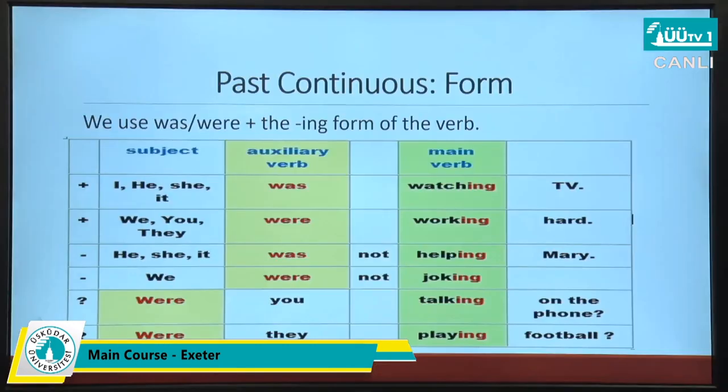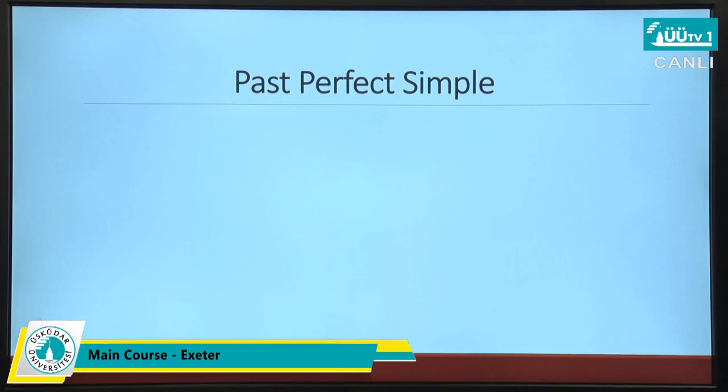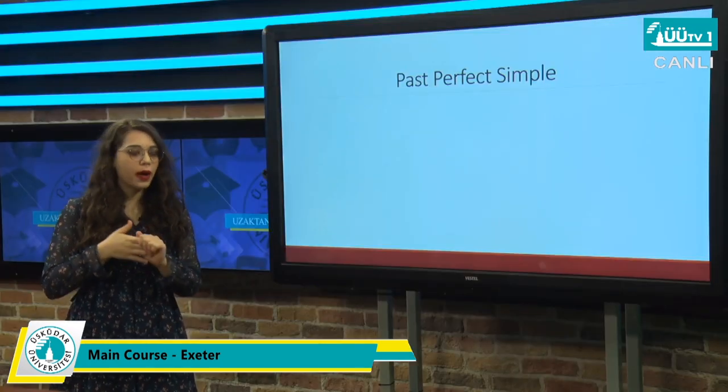Okay, so what is the form of past continuous? This tells us that we have to use be plus verb-ing, but be in the past is was or were, so we have to use was or were with -ing. For example, I was watching TV, or she was watching TV, or they were working hard. So we have to use was or were with verb-ing. This was something that you already knew, the past continuous tense.